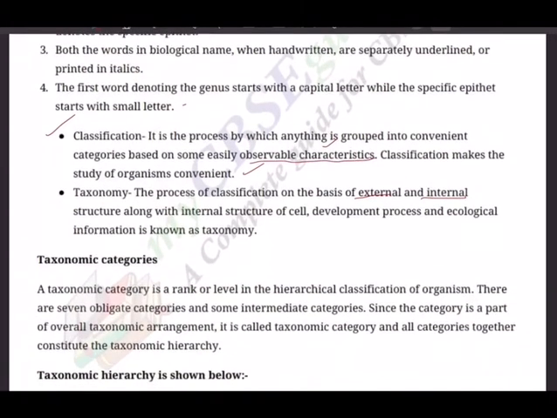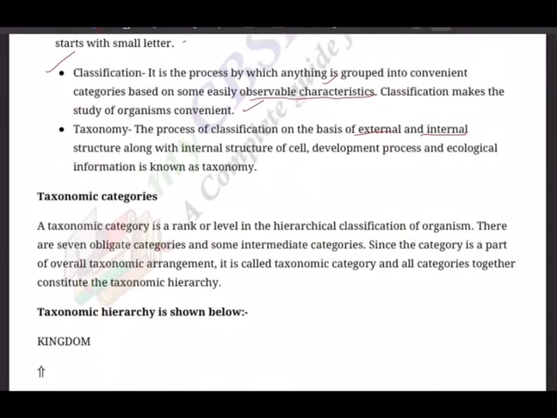And then there are categories, taxonomic categories. A taxonomic category is a rank or a level in the hierarchical classification of organisms. Hierarchy means one above the other. There are 7 obligate categories and some intermediate categories. Since the category is part of the overall taxonomic arrangement, it is called a taxonomic category or hierarchy, and all categories together constitute the taxonomic hierarchy.